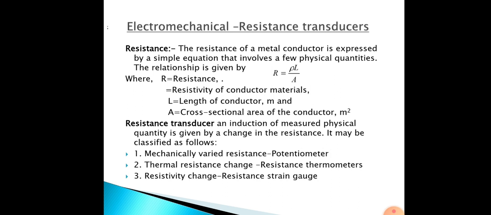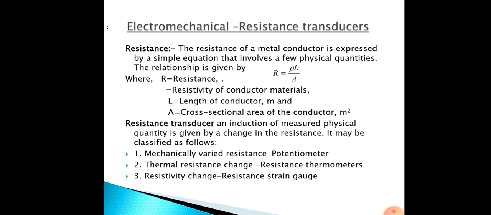The next one we will be seeing is the electromechanical resistance transducer. The resistance of a metal conductor is given by the relationship R = rho L / A, where R is the resistance, rho is the resistivity of the conductor material in ohm meter, L is the length of the conductor, and A is the cross-sectional area of the conductor. In this resistance transducer, the measured physical quantity is indicated by a change in the resistance. It may be classified as follows.